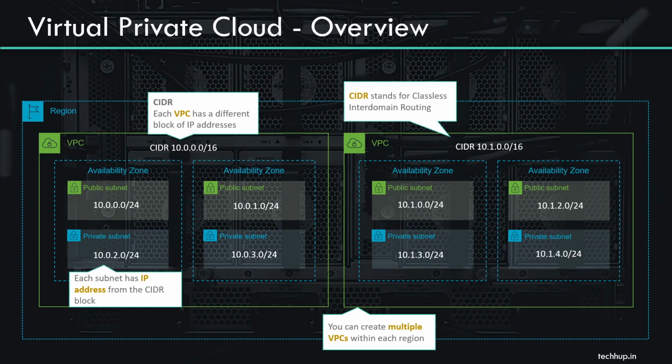So we will cover that separately. Here we have two VPCs now, each with a different CIDR block, and each one with different subnets, and each subnet has its own CIDR block.